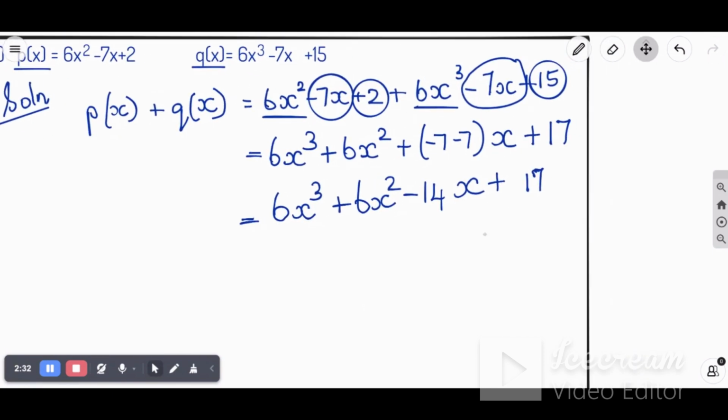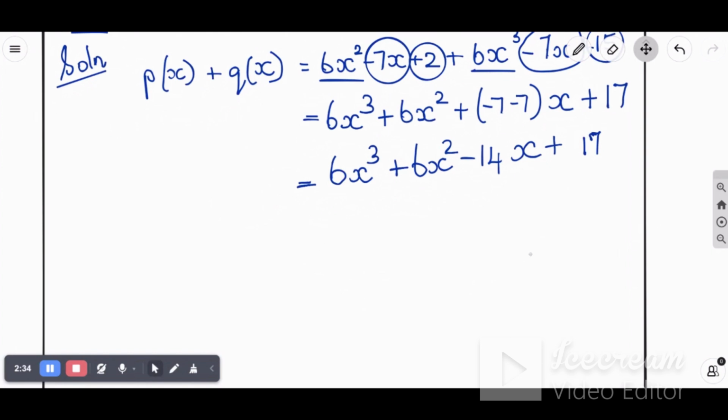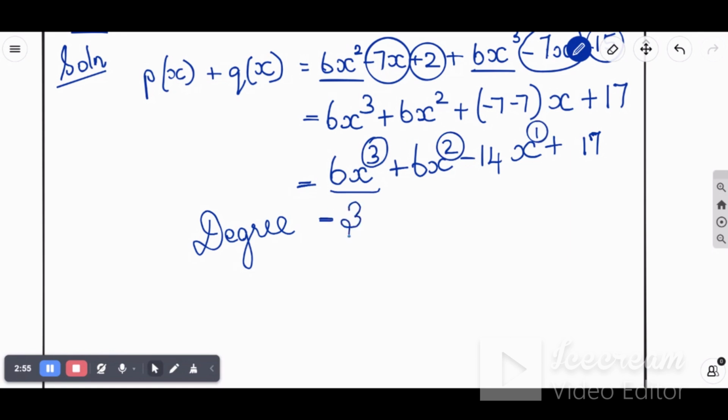Now you are asked to also find the degree of the resultant polynomial. Whatever result you have got, you have to find out the degree. So what is the degree of the polynomial? Degree means you have to go with the highest degree term. Which is the highest term here? It is this. It has a degree of 3. 3 is the highest power here. 2 is also there, 1 is also there. So since 3 is the highest, the degree of the polynomial is equal to 3. So this is your answer. You have to add it and then find the degree of the polynomial.